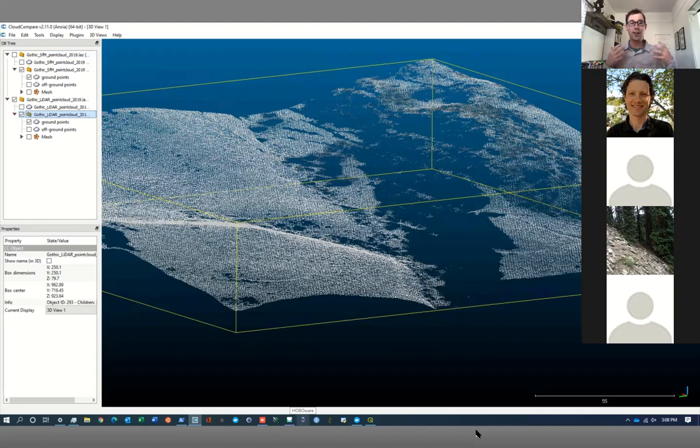Okay, so we've talked a little bit about the strengths and weaknesses of different kinds of point clouds. What are the core workflows that we want to go through here? And essentially, how do we take this mess and extract useful information from it?